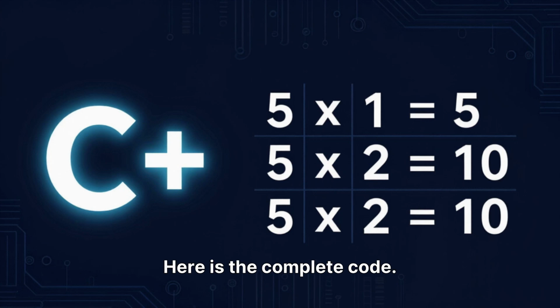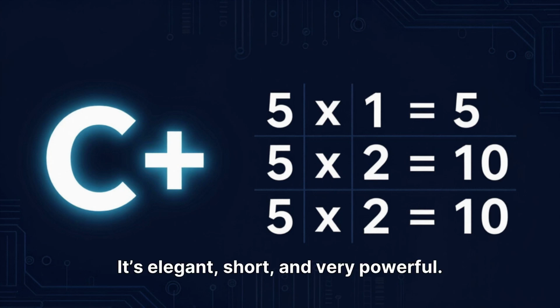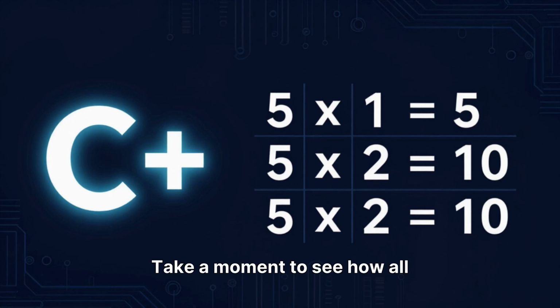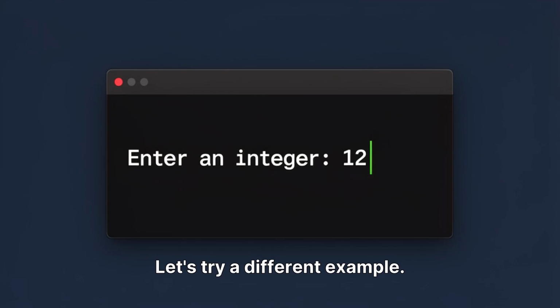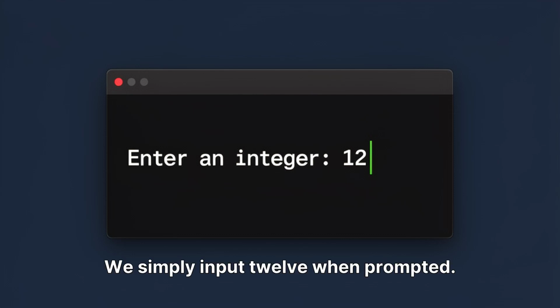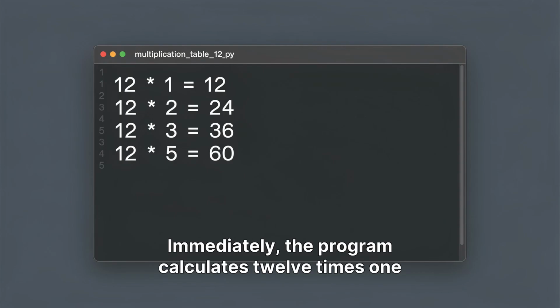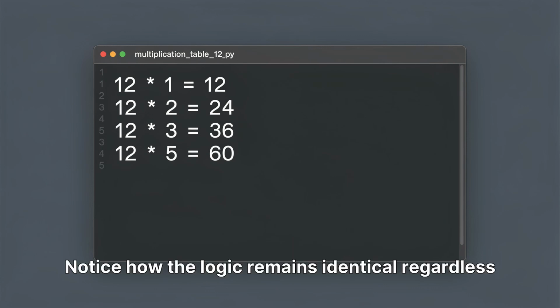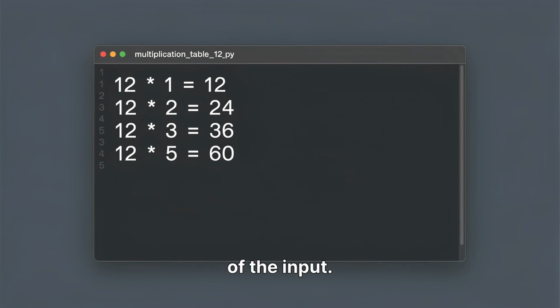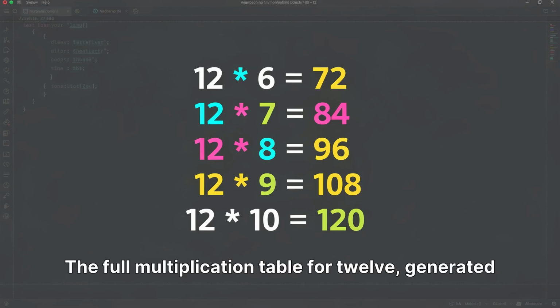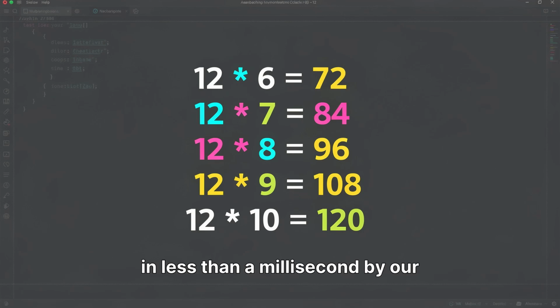Here is the complete code. It's elegant, short, and very powerful. Take a moment to see how all the pieces fit together. Let's try a different example. What if we want the table for 12? We simply input 12 when prompted. Immediately, the program calculates 12 times 1 through 5. Notice how the logic remains identical regardless of the input. And there we have it, the full multiplication table for 12, generated in less than a millisecond by our code.